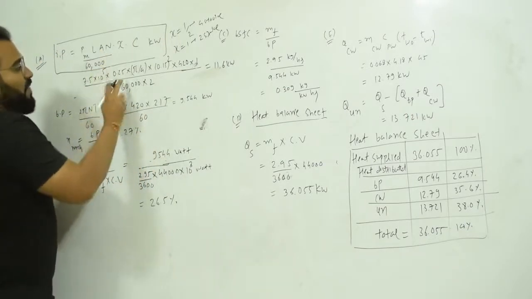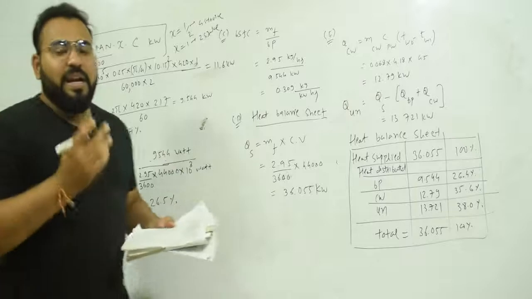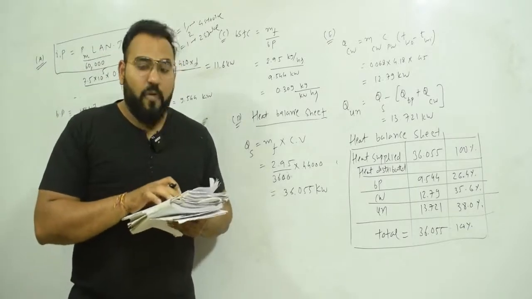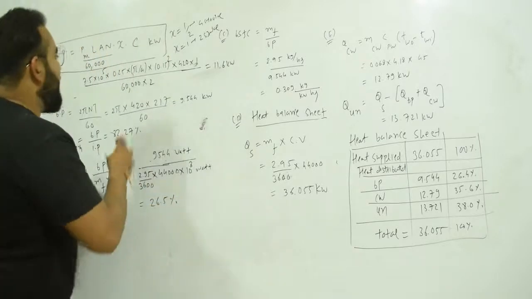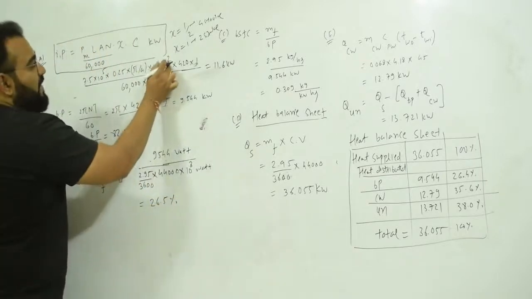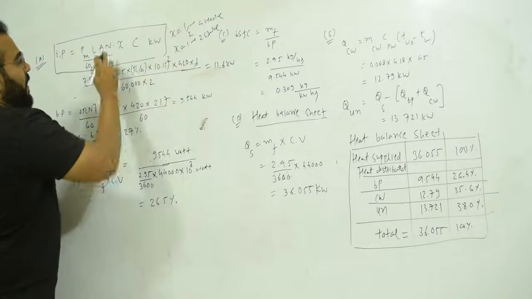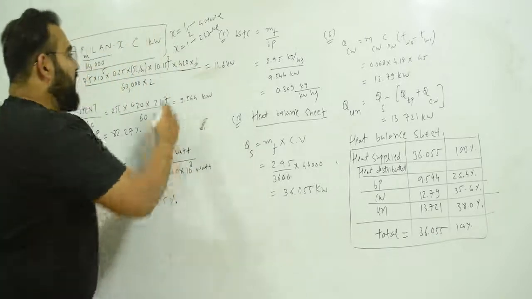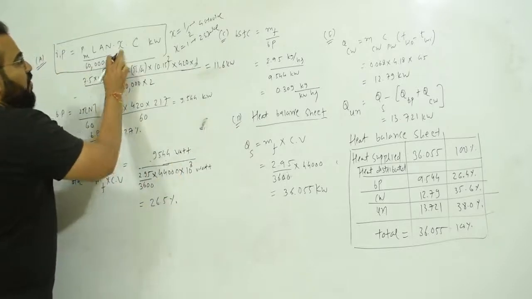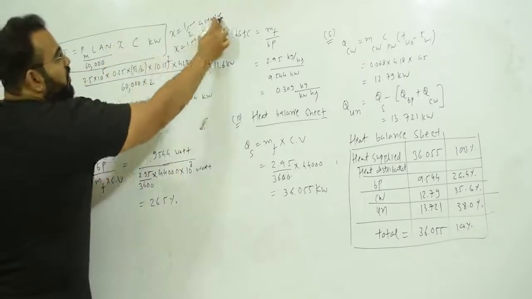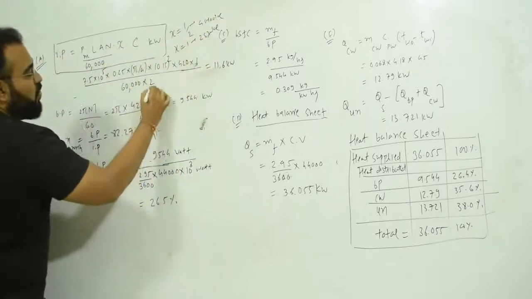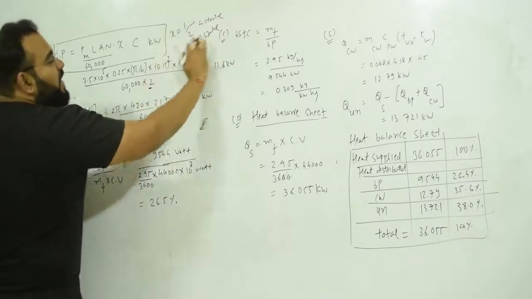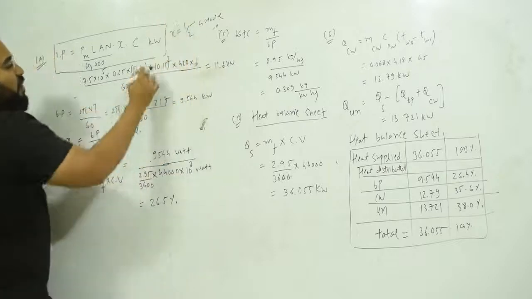Then for the area, we know that it is pi by 4 d square, where d means bore diameter. The engine cylinder bore is 150 mm, so 0.15. So pi by 4 times 0.15 square. Then N is RPM, which is given as 420, so here I will write 420. Now X, I already told you: if it is a 4-stroke engine, X will be 1/2, and if it is a 2-stroke engine, then it will be 1. But here we have a 4-stroke, so we take X equal to 1/2.